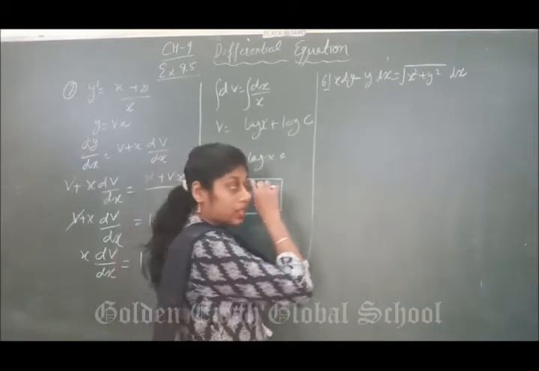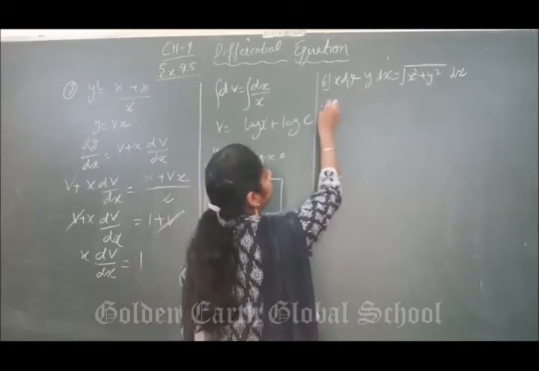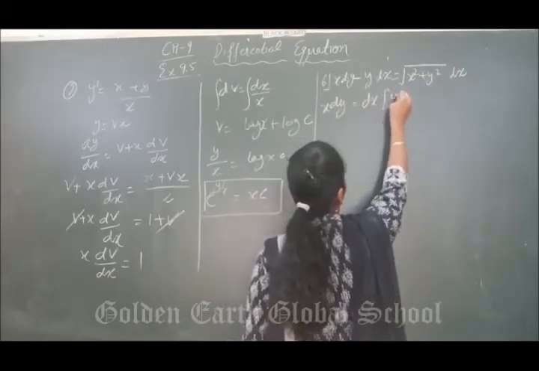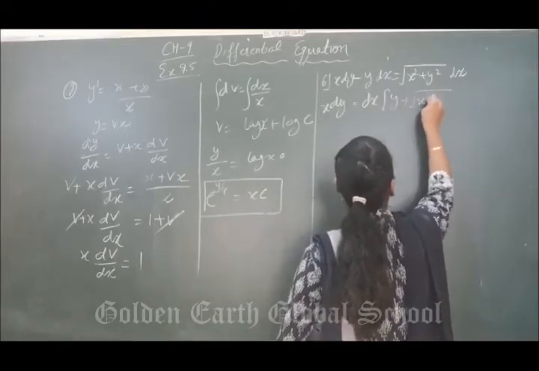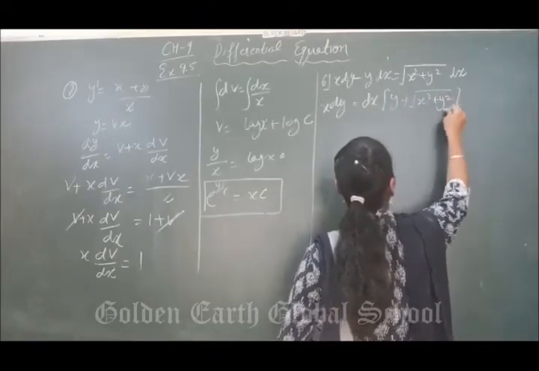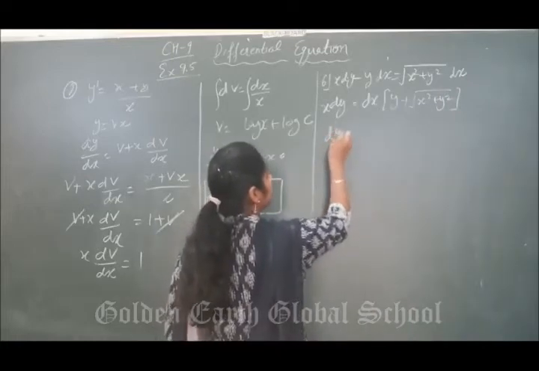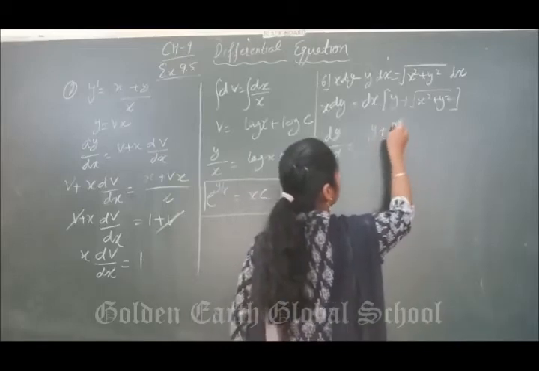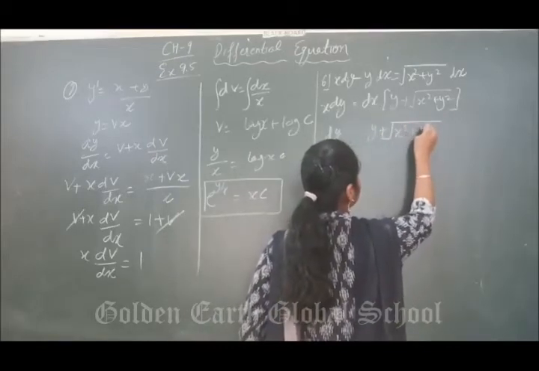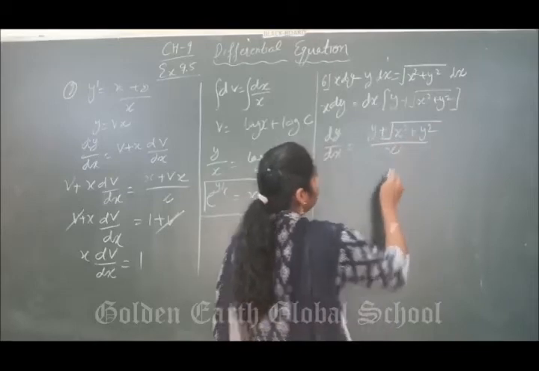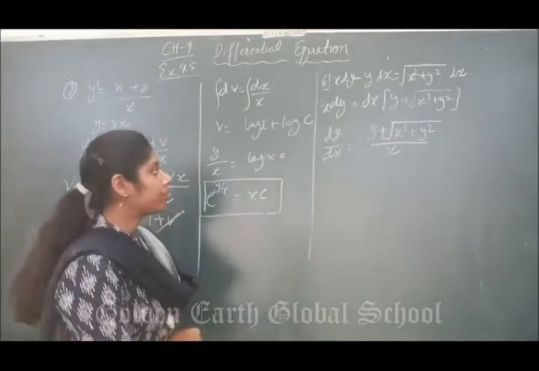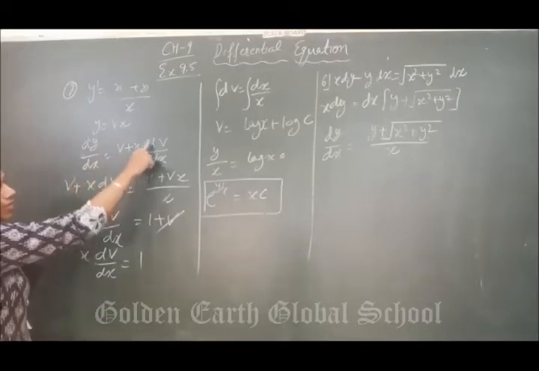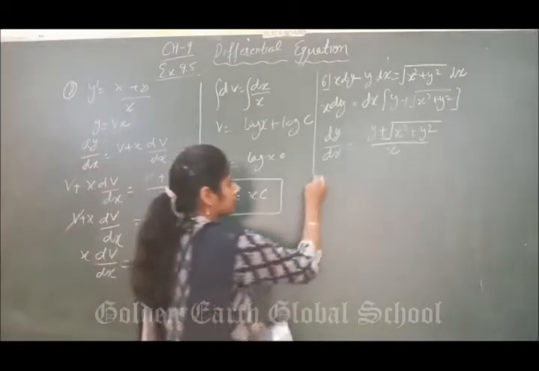First of all, take dy by dx. Shift this term to the right hand side and take dx common. So dy by dx is equal to y plus square root. Now put y equals vx. See, y equals vx. So dy by dx is equal to v plus x into dv by dx.